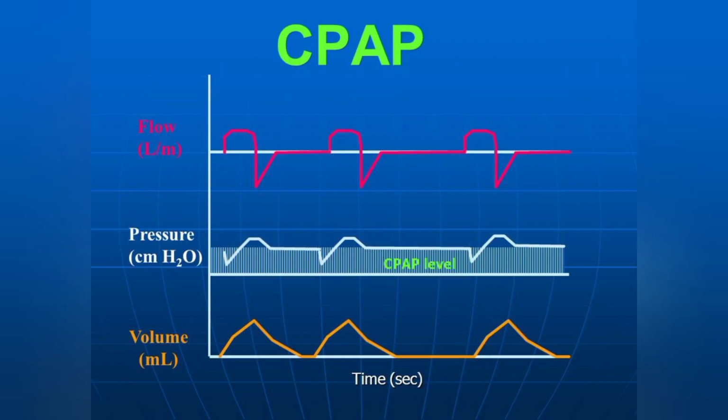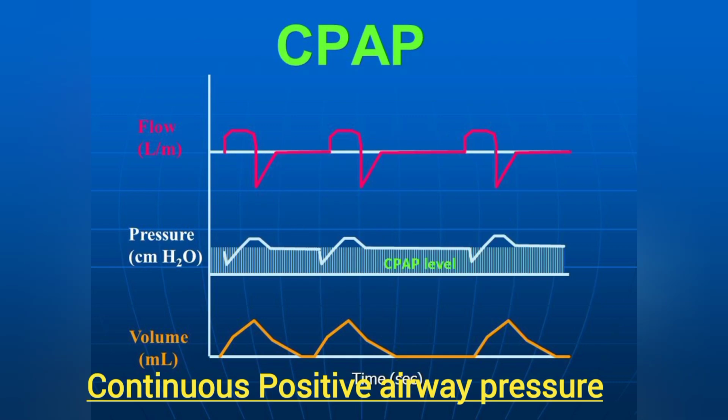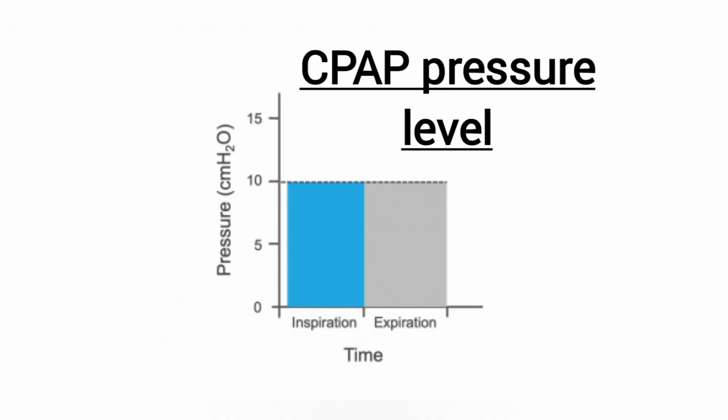Next is CPAP. CPAP means continuous positive airway pressure. When a patient on CPAP breathes in, the ventilator machine will provide one constant pressure during inspiration. When the patient then breathes out, the ventilator will continue that inward pressure during the entire expiration. It provides one continuous pressure throughout the respiratory cycle. The pressure is set to the same level for inspiration and expiration. You can see it in the graph.